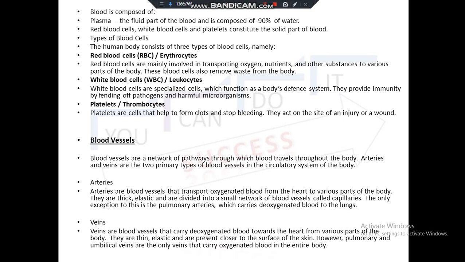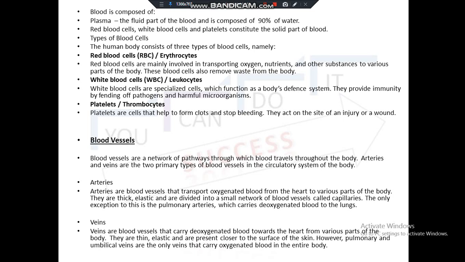Arteries are blood vessels that usually transport oxygenated blood, except for the pulmonary artery, which carries deoxygenated blood. The other important feature of the arteries is that they always carry blood from the heart to the different parts of the body. They are thick, they are elastic, and they are divided into a number of small blood vessels called the capillaries.